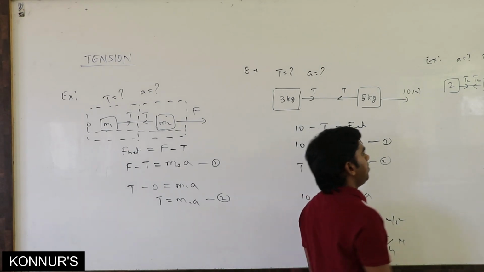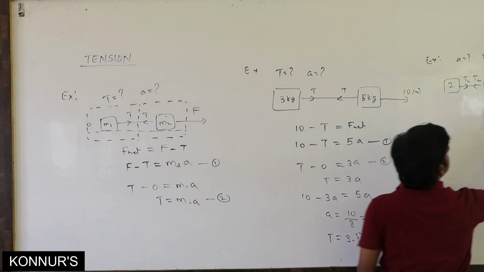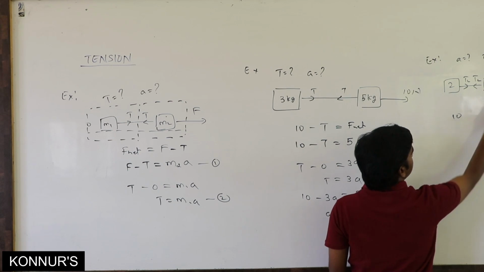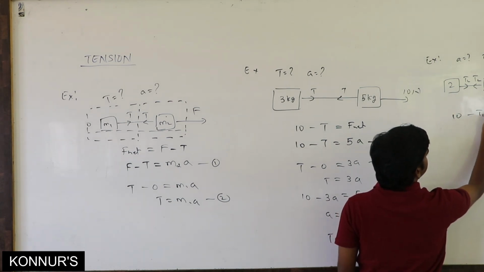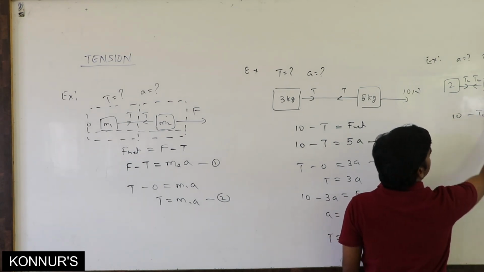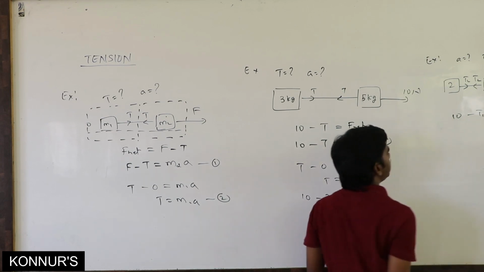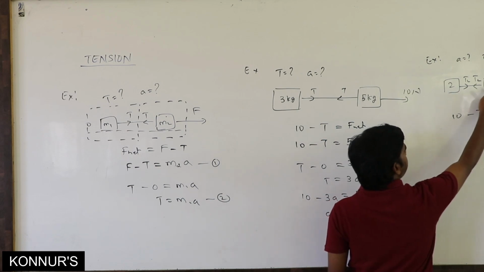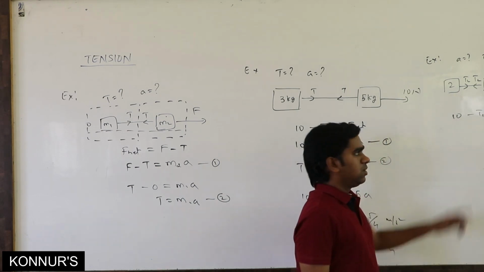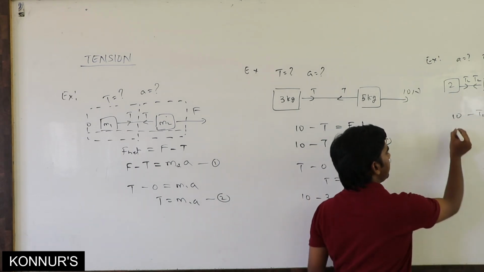So apply net force on this one. What is the net force on this one? The forward force is 10. What is the backward force? Minus T1 equals what? 5a, mass into acceleration. You got an equation. Apply net force on the 3 kg mass. So what is the forward force? T1 is there.